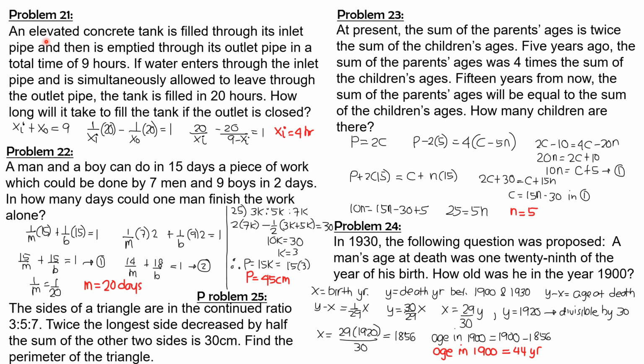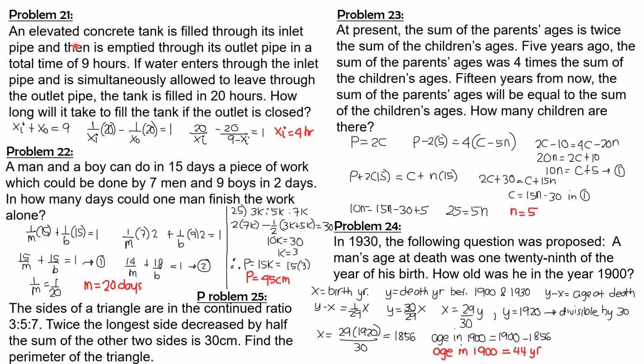Problem 21. An elevated concrete tank is filled through its inlet pipe and then is emptied through its outlet pipe in a total time of 9 hours. If water enters through the inlet pipe and is simultaneously allowed to leave through the outlet pipe, the tank is filled in 20 hours. How long will it take to fill the tank if the outlet is closed?